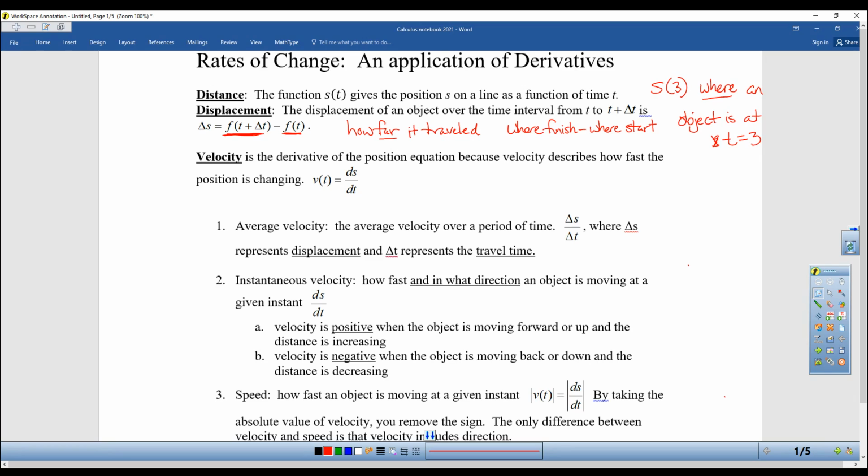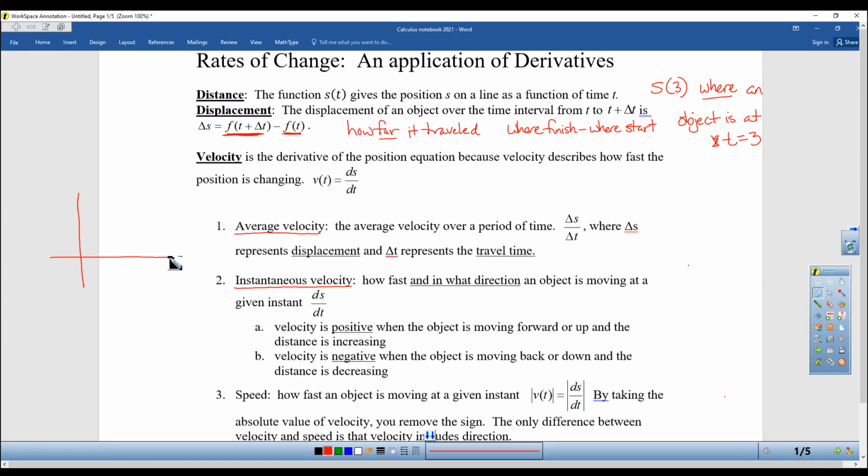Velocity is the derivative of the position equation because velocity describes how fast the position is changing. There are 2 different kinds of velocity. There's average velocity and instantaneous velocity. This is how I keep them straight. Average velocity can be done by average people, meaning you guys have been doing average velocity for years.